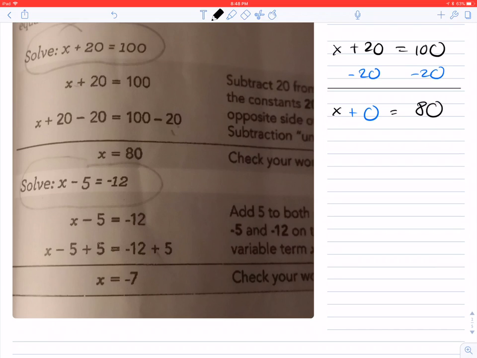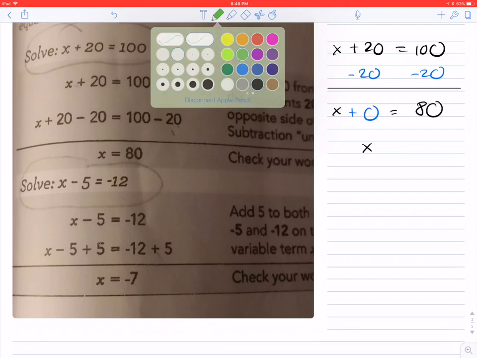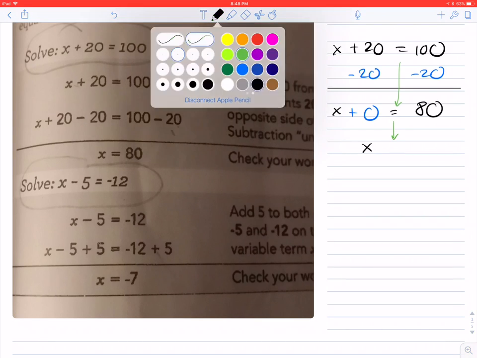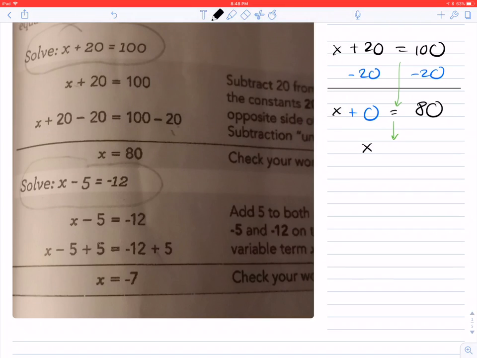Now, anything plus 0 is itself. 0 is the additive identity. It's called the additive identity because when you add it to any real number, it gives you back that number itself. So 0 plus anything is itself. So x plus 0 is just going to be x. Notice the equal sign is just coming down with each step. It just comes straight down. Okay? So then x equals 80.